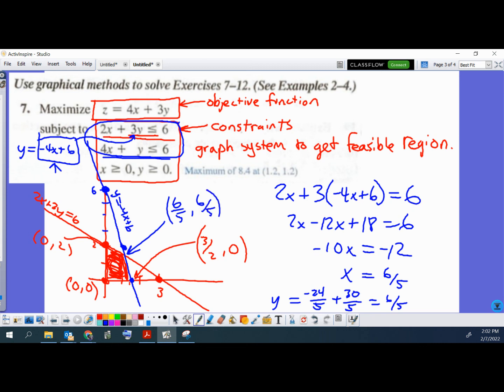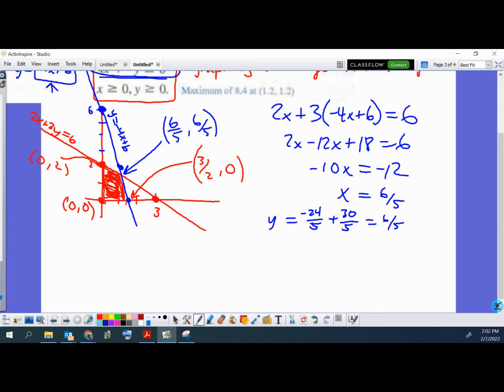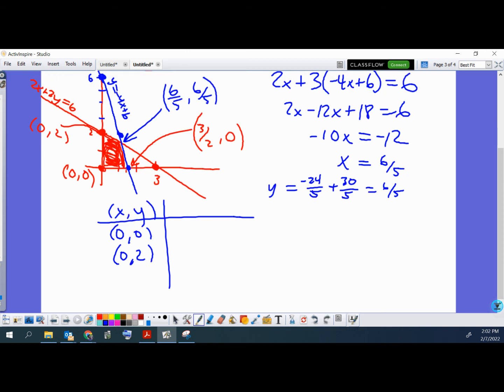Okay, so I have 4 corner points. I have an objective function. I want to find the maximum. So now we do it. I've got x comma y: 0, 0; 0, 2; 6/5, 6/5; and 3/2, comma 0. And then my objective function was z equals, what was it? 4x plus 3y. Thank you.